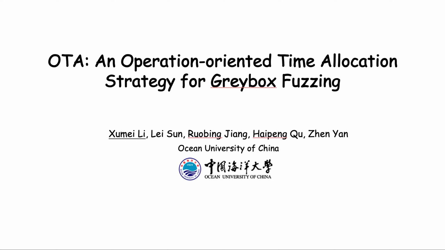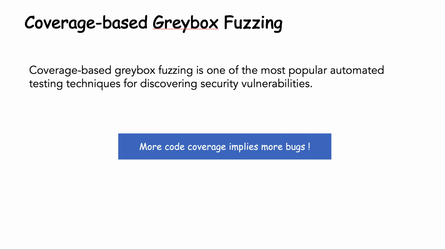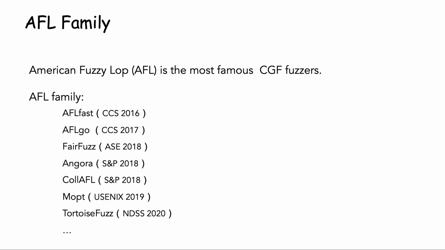Today, I'm very excited to share our work, OTA, an operation-oriented time allocation strategy for Greybox fuzzing. Coverage-based Greybox fuzzing is one of the most famous automated testing techniques for discovering security vulnerabilities. It follows the guidance that more code coverage implies more bugs. Among various fuzzers, AFL is definitely the most famous one, and a lot of existing work is based on AFL. For example, AFLFast, AFLGo, FairFuzz, Co-AFL, Angora, MOpt, and TortoiseFuzz.